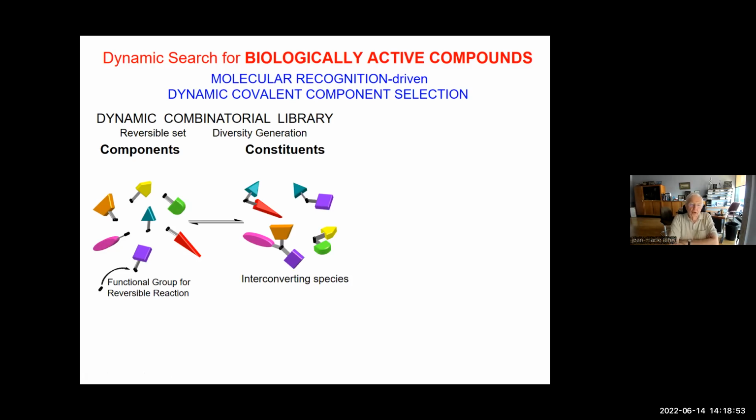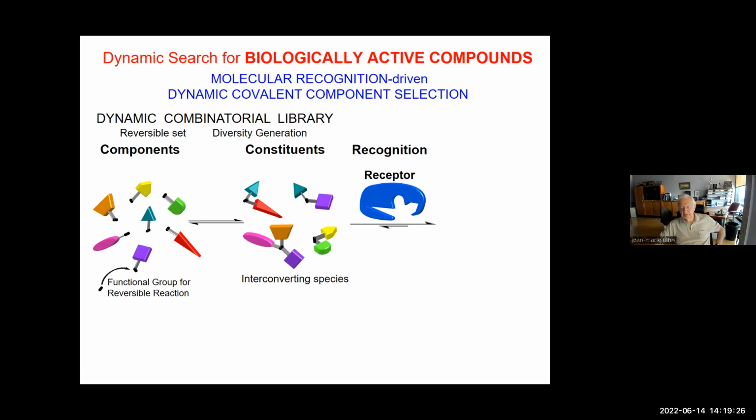It's combinatorial by principle. It is covalent because they're reversible covalent bonds. And this generates then the whole space of all possible combinations of these components you start with. Then the question is, what can you do with it? What is it useful for? You can simply use a basic law of thermodynamics, the Le Chatelier principle, which is the following.